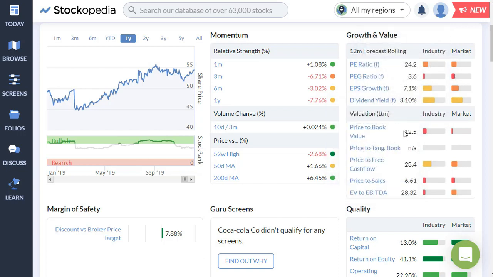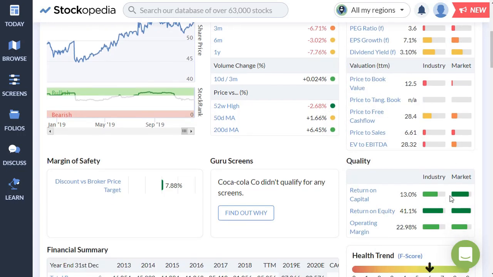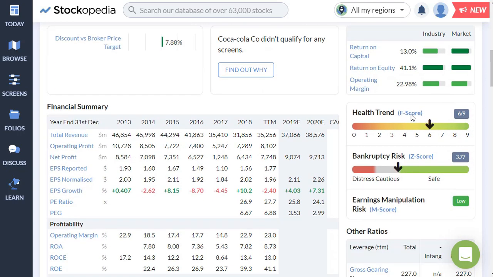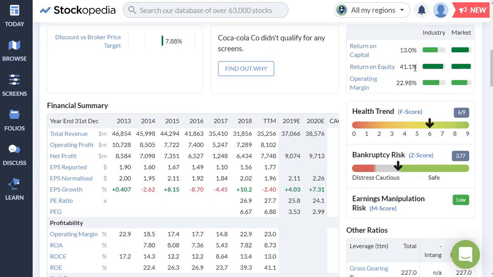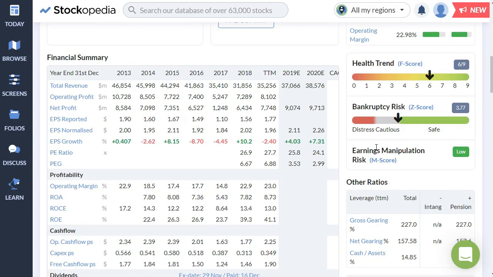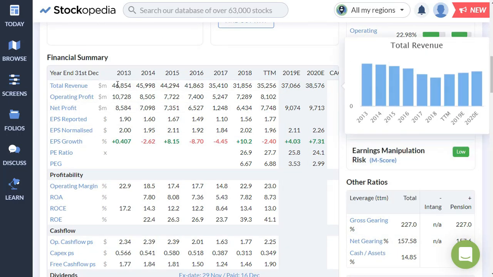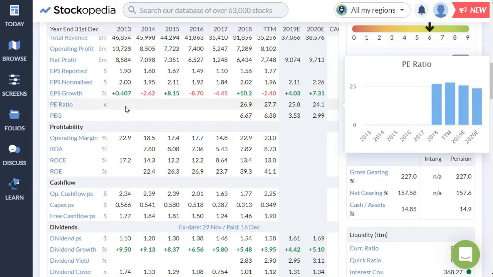You can look at dividend yield and all sorts of the normal numbers here. The quality, return on capital, return on equity, and operating margin, very nice here. The Piotroski score, you have all the information here. You can also have a quick look, and that is some of the numbers I'm looking at. I'm looking at the PEG ratio, very high.